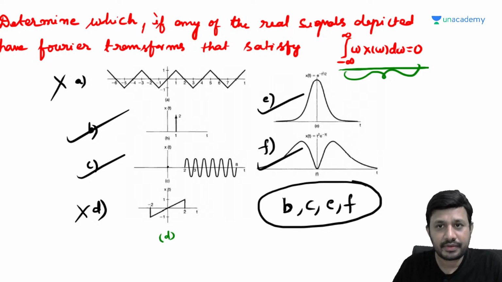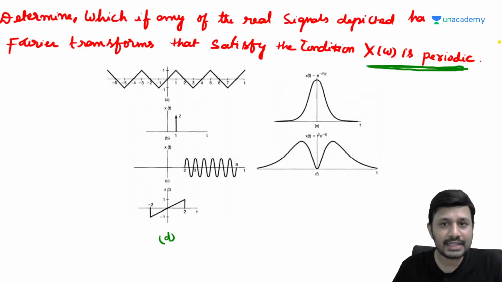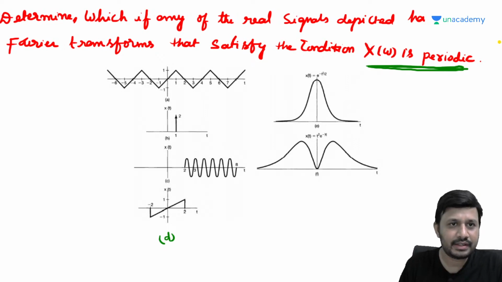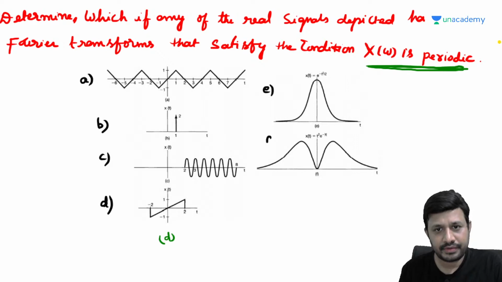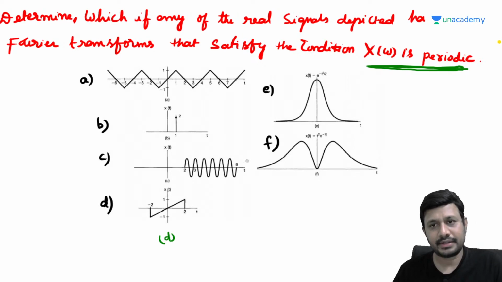Hope you are done with this. And the last one, same question but in a different context. This is A, this is B, this is C, this is D, this is E, this is F. Determine which, if any, of the real signals depicted have a Fourier transform that satisfies the condition: X of omega is periodic. X of omega is periodic, he said.